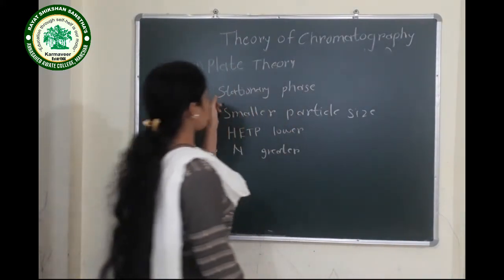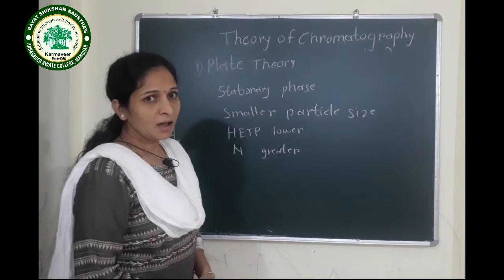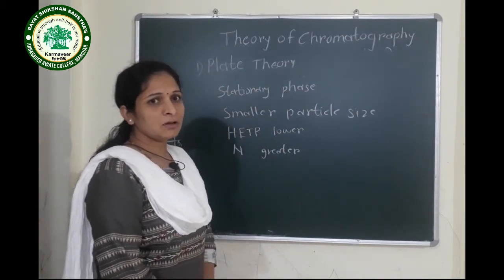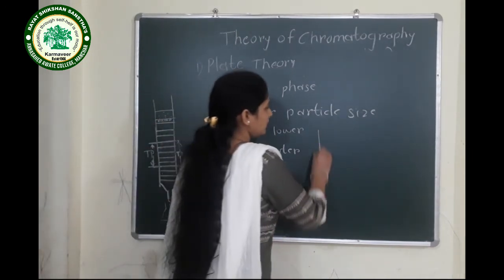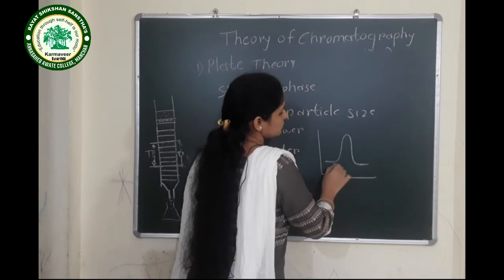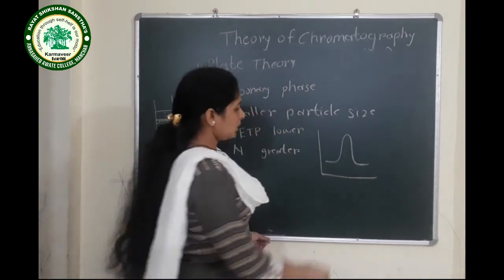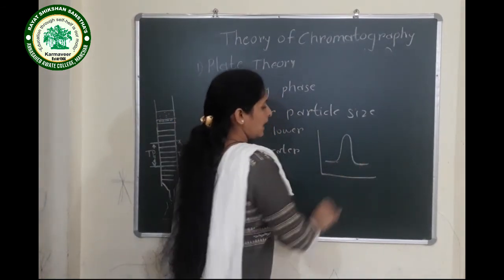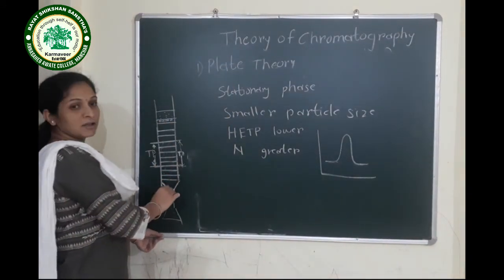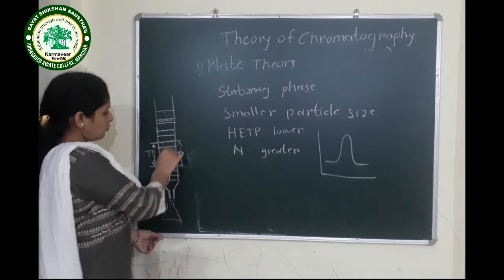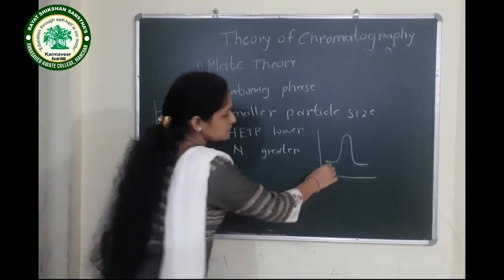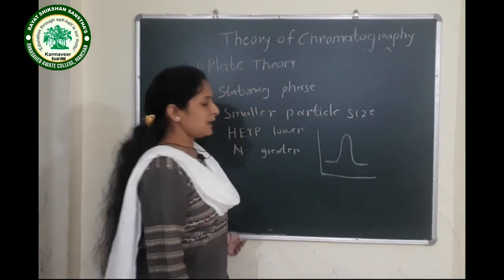This is all about the plate theory. The plate theory gives the explanation about the Gaussian shape of the peak, as we have seen, and the rate of movement of the molecules in the stationary phase. This rate of movement is also explained by the plate theory, and the Gaussian shape is also explained by the plate theory.